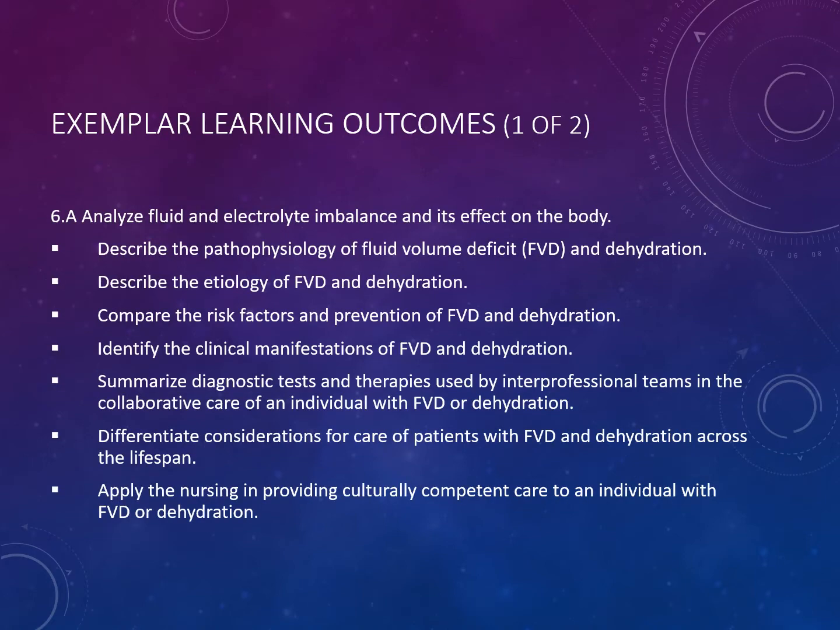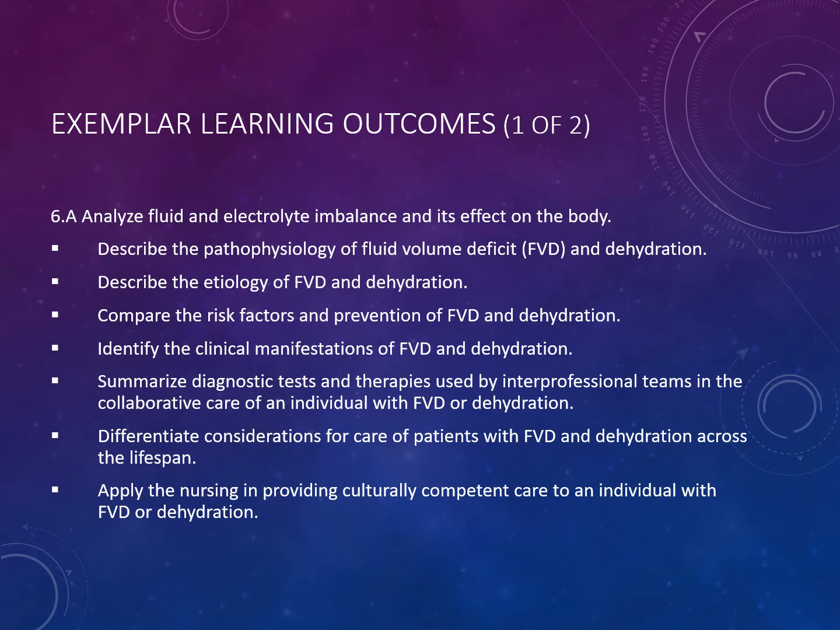So our learning outcomes: the pathophysiology of fluid volume deficit and dehydration. And so what is included in that particular piece? How does that occur? What are the causes of fluid volume deficit and dehydration? Compare the risk factors and how do we prevent it? Identify clinical manifestations of fluid volume deficit and dehydration. So what will you see as a nurse when you do your assessment? What are the diagnostic tests?